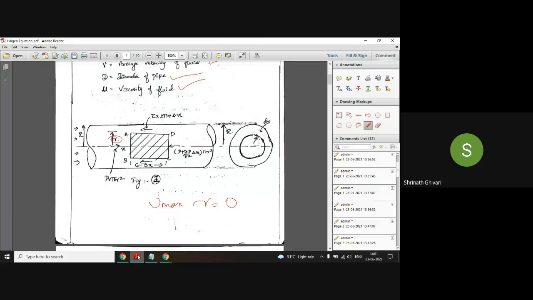Okay. See here. So at this point, that is small r, why I'm telling this is, see here, what I have written here, that velocity will be maximum at the center or r equal to 0. So when r becomes 0, it will be at the center of the whole circular pipe, right? So when r equal to 0, the velocity will be maximum.